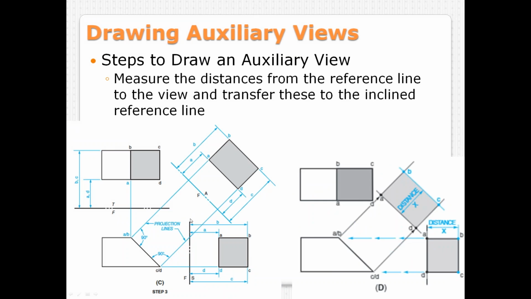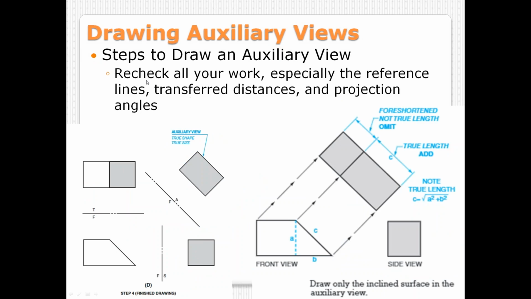Now that you have all these lines projected, and you have B, C drawn, you can just measure the distance from the reference line to the view and transfer this to the inclined surface line. Then recheck all your work, especially the reference lines, transferred distances, and projection angles. So now this is your auxiliary view, true shape, true size. Once you finish it, you're going to darken these lines, and that will be your auxiliary view.